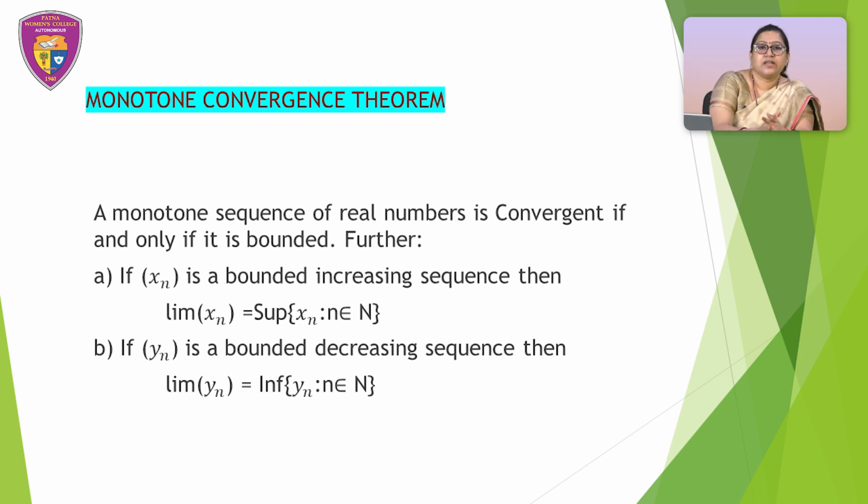Next method, we can use the monotone convergence theorem to check the convergence of monotonic sequences. The monotone convergence theorem says that a monotone sequence of real numbers is convergent if and only if it is bounded. In another way, if a sequence is monotone increasing and bounded above, it will be convergent, and it will converge to the least upper bound of the set formed by the terms of the sequence. And if a sequence is monotonic decreasing and bounded below, it is convergent, and it will converge to the greatest lower bound of the set formed by the terms of the sequence.